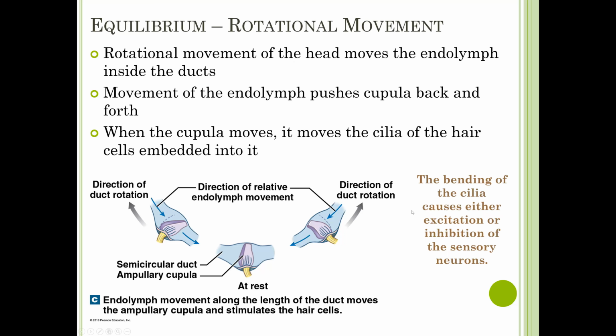So the bending of the cilia will cause either excitation or inhibition of the sensory neurons. Remember, if they bend toward the kinocilium, it would be excitation, and if they bend away from the kinocilium, it would be inhibition. So I'm going to show you a quick little video that can hopefully help you visualize what's going on a little bit better and see how this gives you your sense of rotational movement.